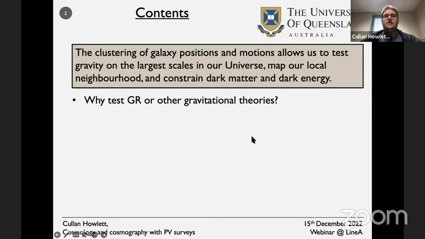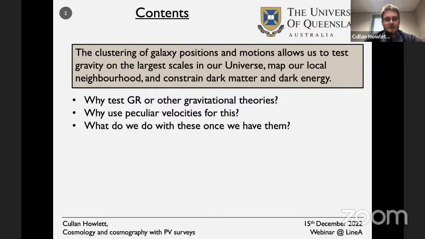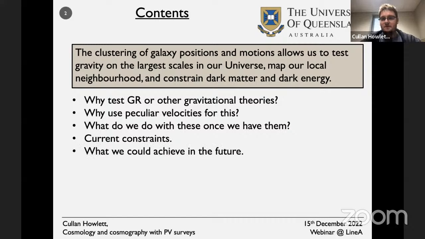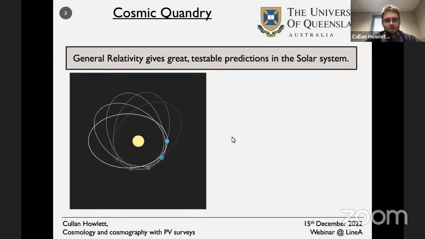So I'll start off with some motivation. So why do we want to test GR or other gravitational theories, and why do we want to make these maps? Why are peculiar velocities in particular good for this? I'll give a bit of a flavor of what we do once we have these peculiar velocities, some current constraints that we've obtained, and then what we hope to achieve in the future with some of the surveys that test, such as DESI, Foremost, and Wallaby.